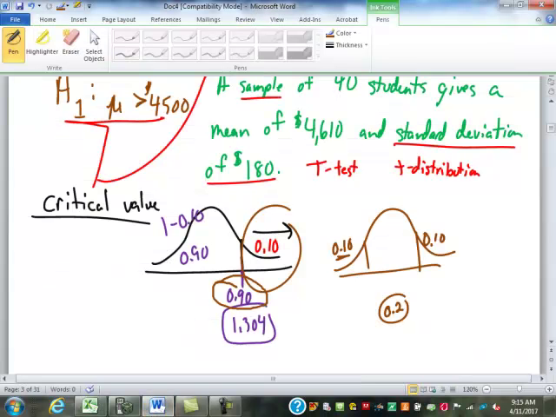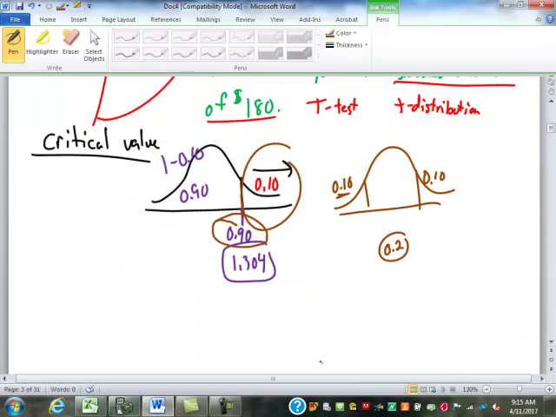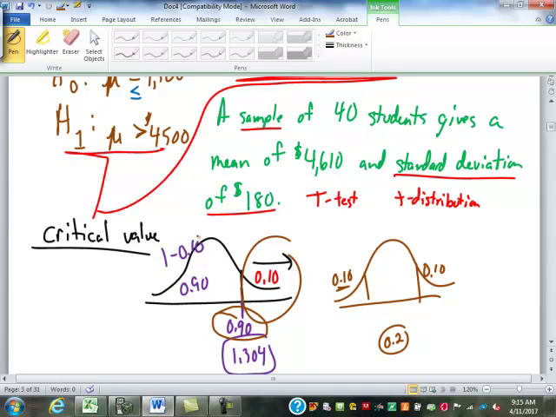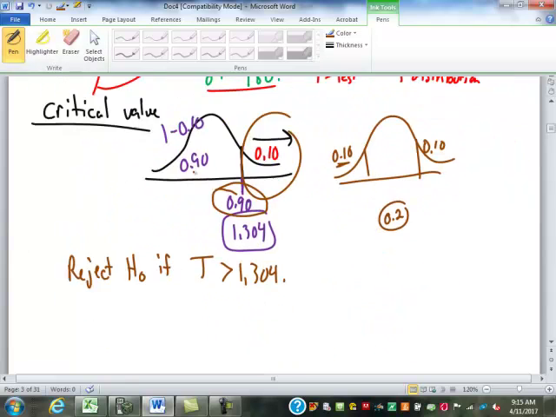So that means 1.304 is our critical value. We will reject H0 if our test statistic, which is going to be t, is greater than 1.304. Why did we use greater than this time? Because the alternative hypothesis this time was greater than. That always helps us with our rejection rule as well. So let's calculate our test statistic.